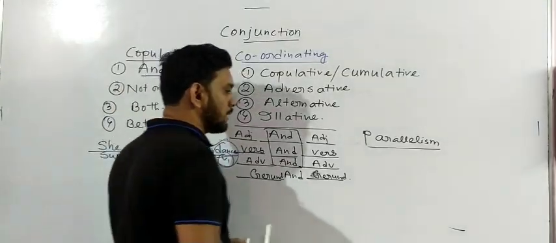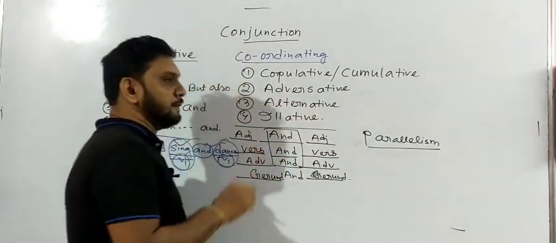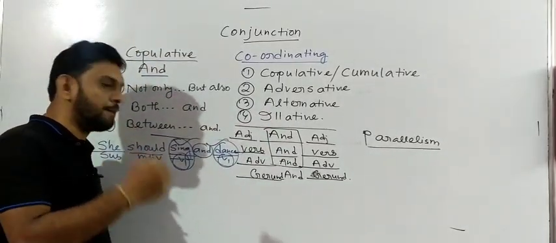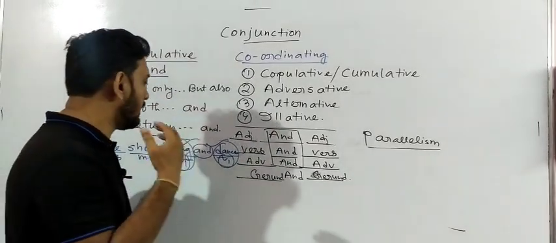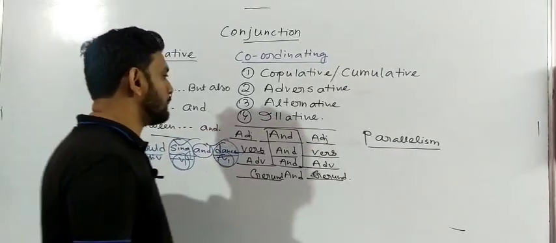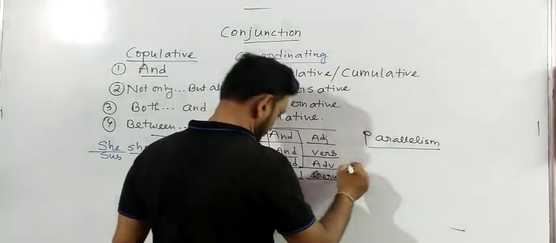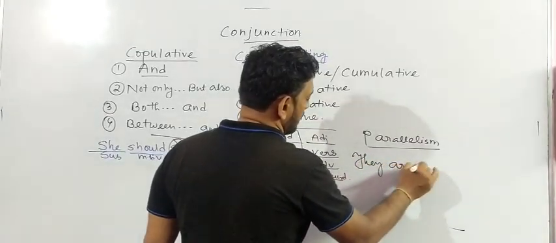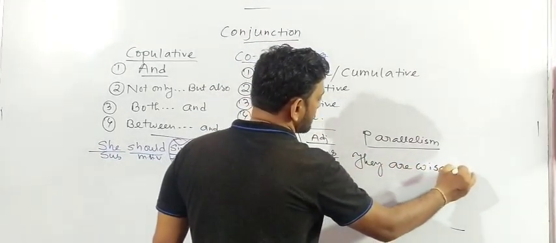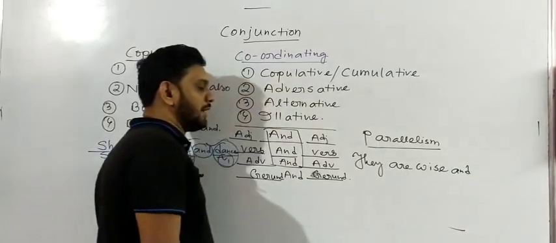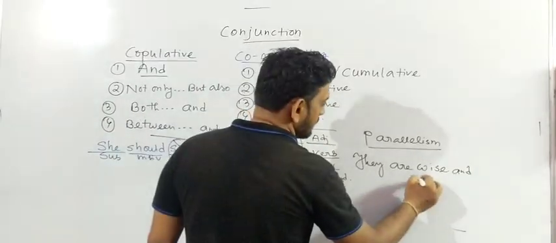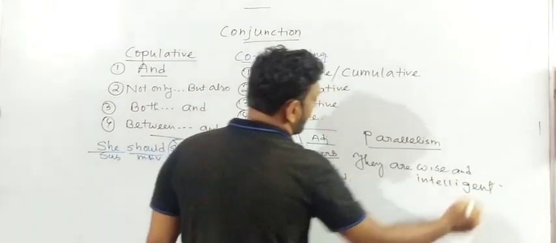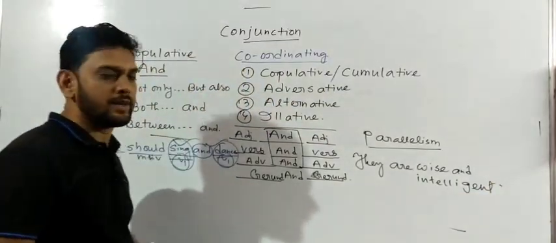So that should be maintained by all of you. Okay, that should be implemented by all of you, understood by all of you. So that's very important. Like if I write another sentence, my friend, write down: they are wise and intelligent. Okay, I have written a sentence.